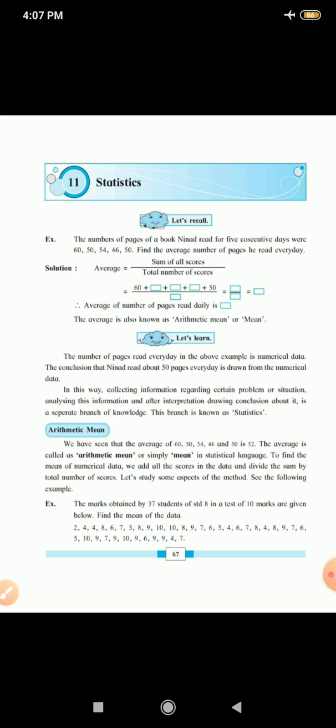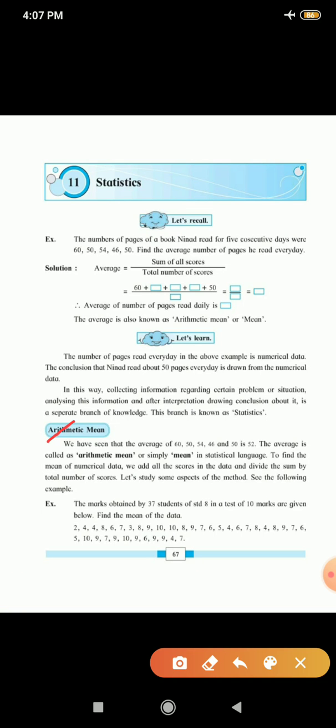Now let us study arithmetic mean. We have seen that the average of 60, 50, 54, 46 and 50 is 52. The average is also called as arithmetic mean or simply mean in statistical language. To find the mean of numerical data, we add all the scores in the data and divide the sum by the total number of scores. So let's study some aspects of the method.